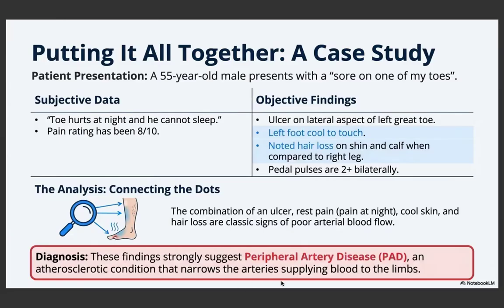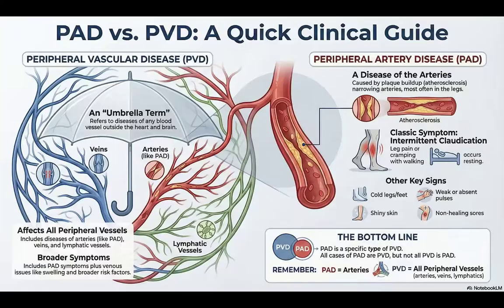So going into a little bit more depth into PAD and PVD, peripheral vascular disease. It's an umbrella term for both arteries and the veins. It really is going to refer to any sort of disease of blood vessels that are outside of the heart and outside of the brain. PVD affects all of the peripheral vessels, not just, you know, the ones in your legs.